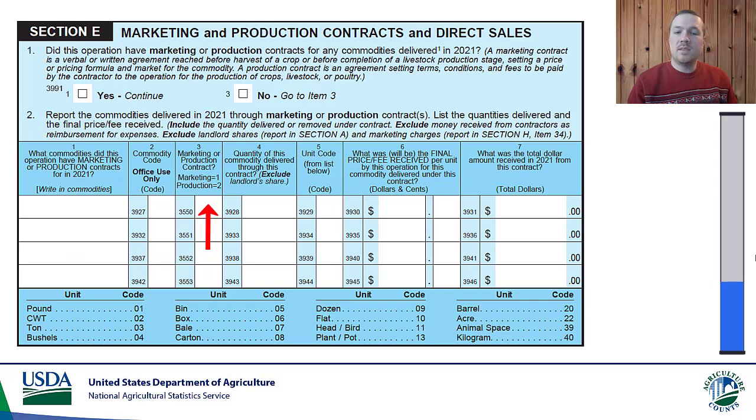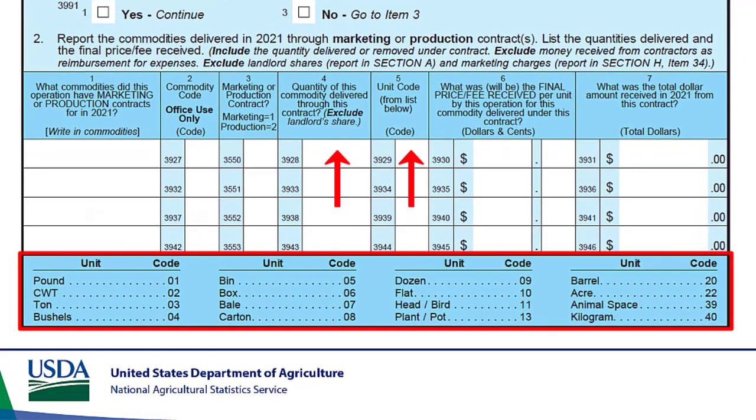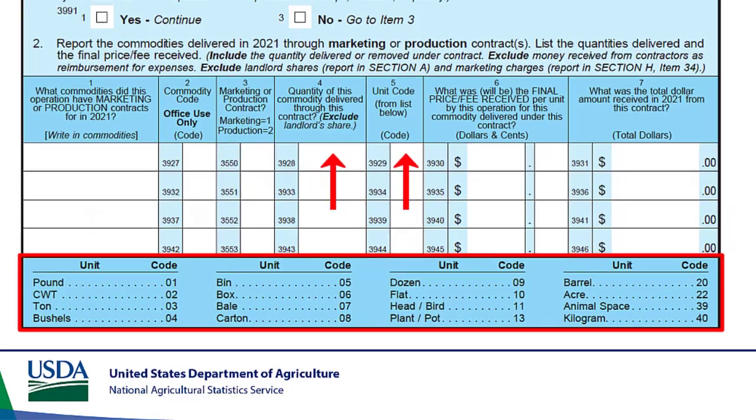There can be exceptions to any of these, so focus on whether the producer is selling something he or she owns, which is a marketing contract, or if they are paid for services to raise or grow something that they don't own, which is a production contract. In columns 4 and 5, we want to record the quantity delivered through the contract. Unit codes for column 5 are located below the table to correspond with the quantity delivered.